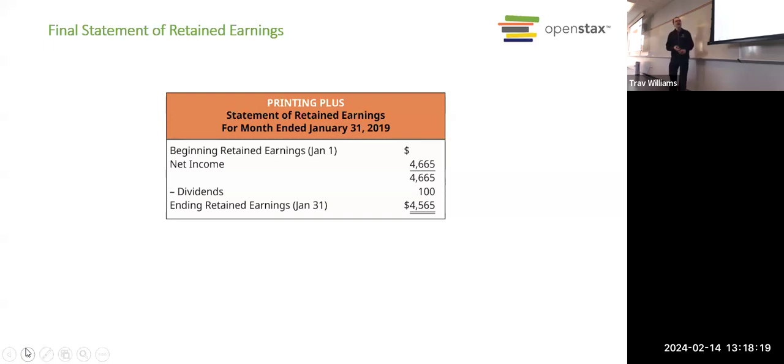And so this is how we calculate it. At the beginning of the period, this is also for one particular month, they had 0 retained earnings. But in that month, they had net income of $4,665, which we know is profit, right? Net income is profit. So if you add their beginning retained earnings, which was 0, to their net income, you now get their total so far. But then dividends reduce the retained earnings.